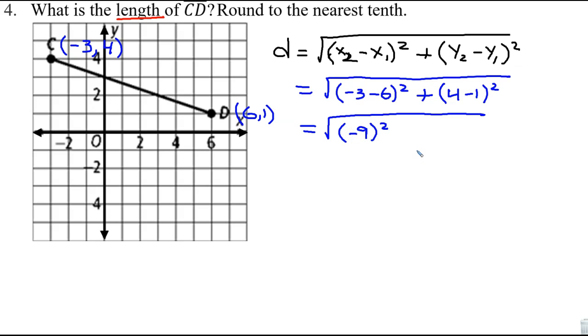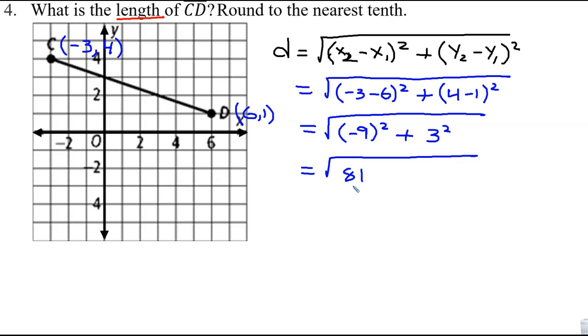And that is squared. I'm going to keep the parentheses there because we have a negative. Plus inside the second set of parentheses, we have 4 minus 1, which is 3. So we'll say 3 squared. Then we want to square things out. -9 squared is going to give me a positive 81. I know 9 times 9 is 81, so -9 times -9 will be 81 as well. A negative times a negative is a positive.